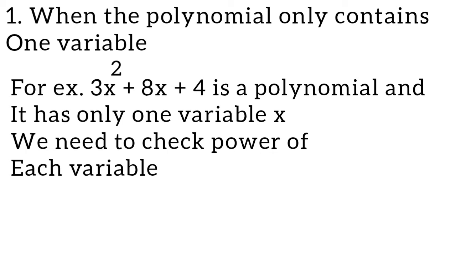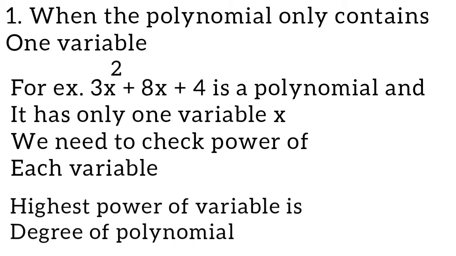Here we need to check the power of each term. In 4 there is no x, so the power of x is 0. In 8x, x raised to nothing means x raised to 1, so the power is 1. In 3x square the power of x is 2. So between these three terms 0, 1, 2, the highest power is 2. So the highest power of a variable is the degree of the polynomial. So you will write, therefore degree of polynomial is 2.